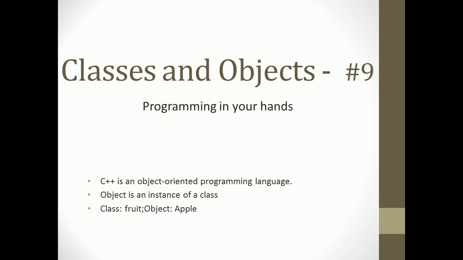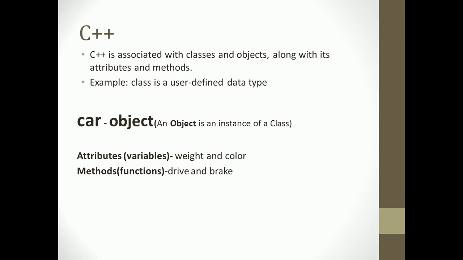We'll see something different. This is called a class. Suppose I am calling a fruit to be a class. Now what will be the example? Maybe an apple. So that becomes my object. So this is how I categorize my class and an object. Okay, so now we'll enter into classes and objects.